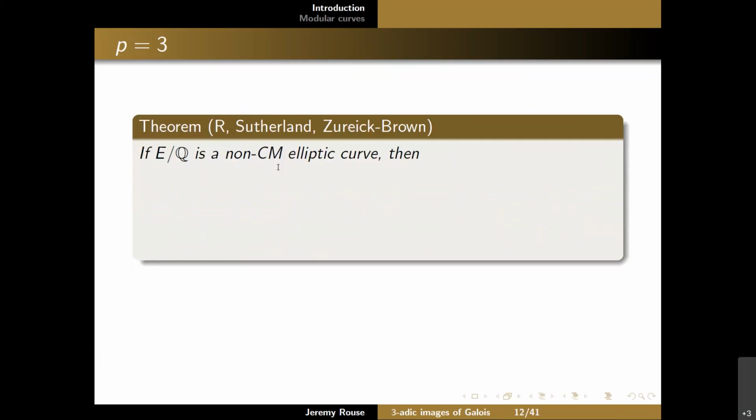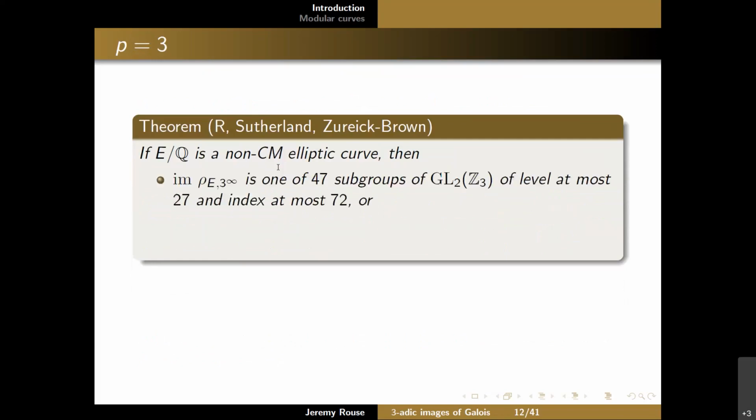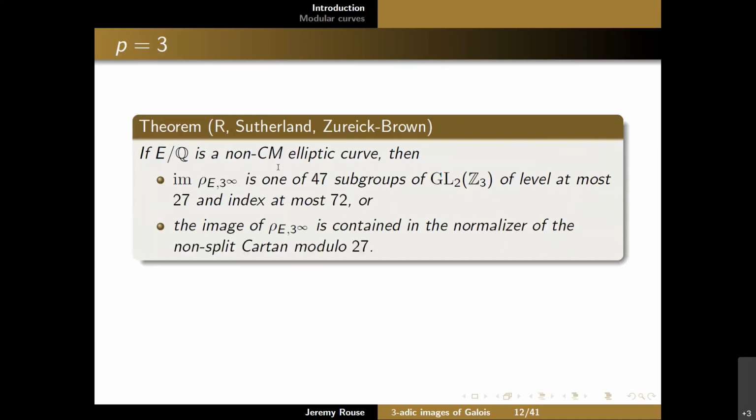So I worked on this with Drew Sutherland and with David Zywina-Brown, and we can prove that if E over Q is a non-CM elliptic curve, then the image of rho E3 to the infinity is one of 47 subgroups of GL2(Z3) of level at most 27 and index at most 72. And every single one of those images occurs for infinitely many elliptic curves over Q. Or the image of rho E3 to the infinity is contained in the normalizer of the non-split Cartan mod 27. We don't think that that second case occurs.